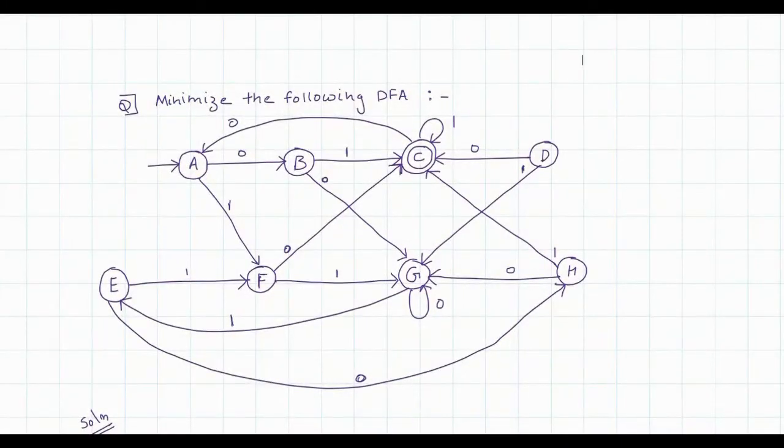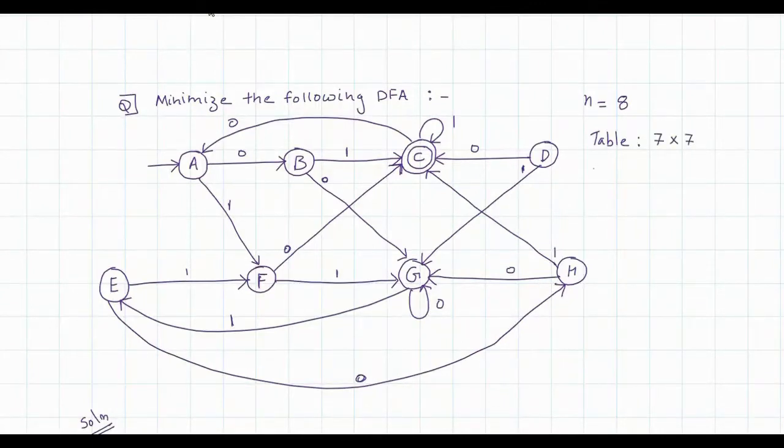In this lecture we are going to see how to solve a problem: given a complex DFA, how to convert it into a minimized DFA. Before we start, the very first thing you need to ask yourself is, what is n? What is the value of n? N is the number of states. Over here, the states are A, B, C, D, E, F, G, H, so the total number of states is 8. So the table that we are going to draw will be of 7 by 7.